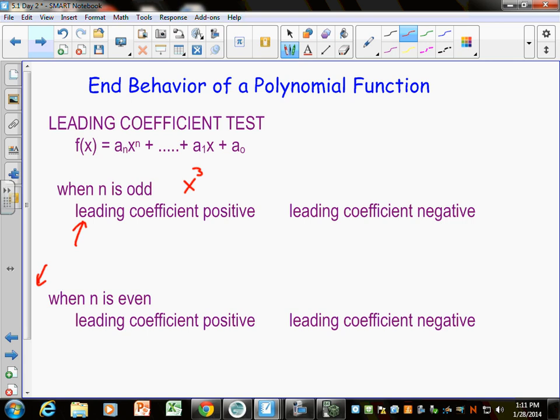And we say when x approaches infinity, so as x gets bigger, what's happening to f of x, or what's happening to y? As x gets bigger, y is going up. It also gets bigger. So we say that f of x goes to infinity. And as x goes to negative infinity, so as x is getting smaller, what's happening to f of x, or the y value? It's going down. It's going to go to negative infinity.